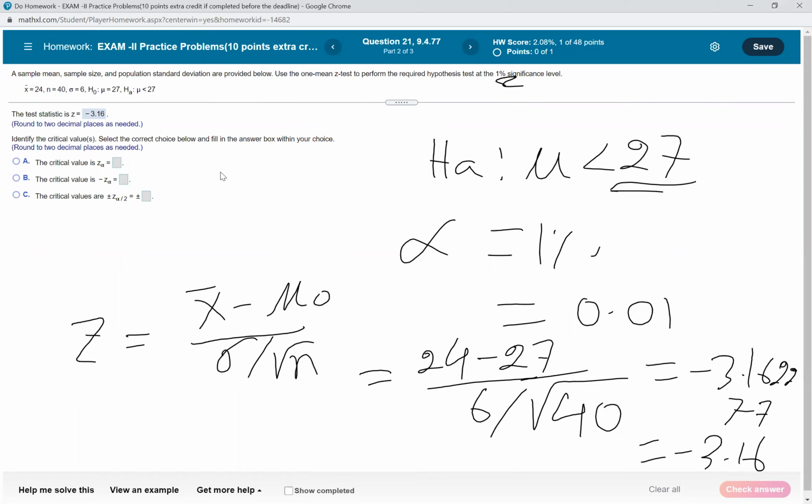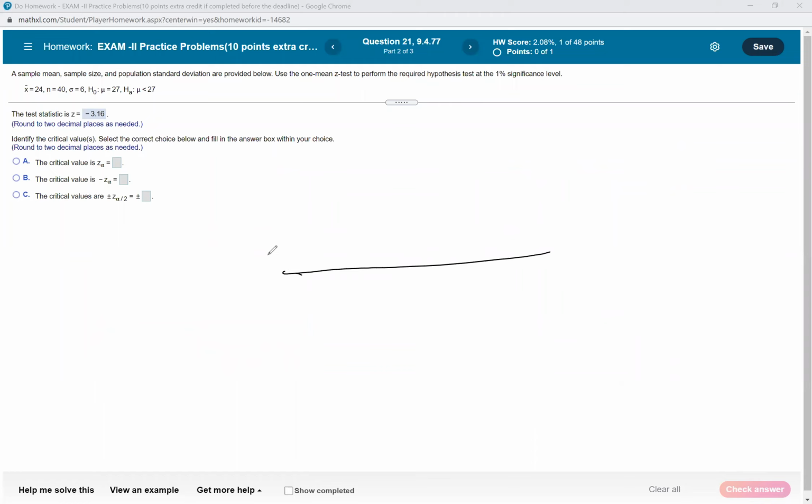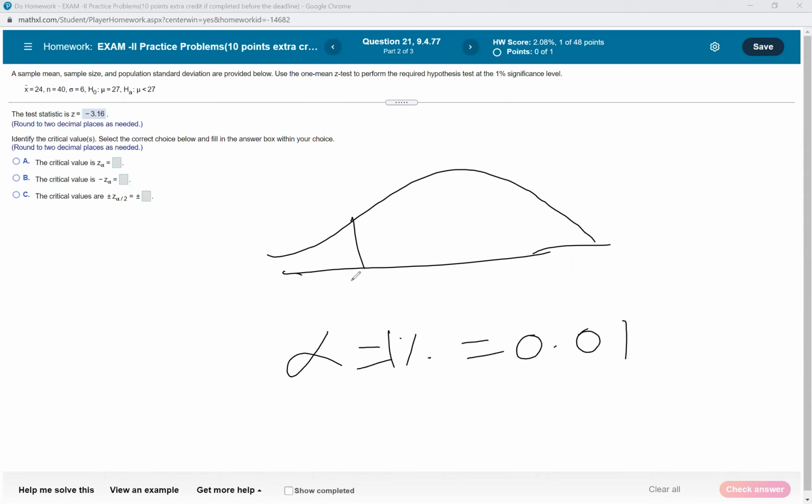Okay, so identify the critical values, select the correct choice below and fill in the answer box within your choice. So now we need to identify the critical value. Since this is a left tail test, the critical value will be on the left tail and this is negative z alpha. Let me clear everything first. This is a left tail test and our alpha value is 1%, so this is 0.01. We need to find negative z alpha where this area is 0.01.